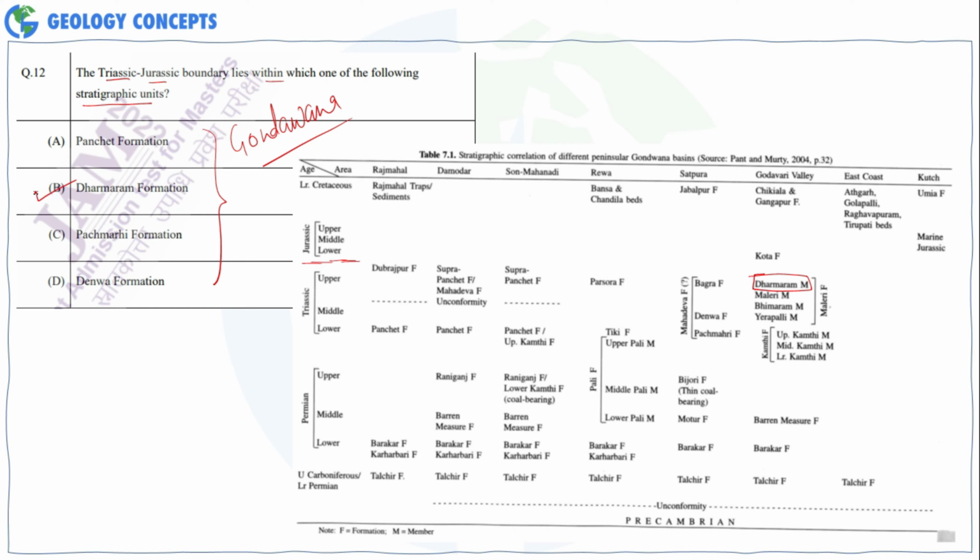So the correct answer here will be Dharmaram. You can see Panchet is slightly lower. Pankhmadi is also not present at that boundary, and Denwa is also far away from that boundary. So the correct answer here will be the Dharmaram formation.